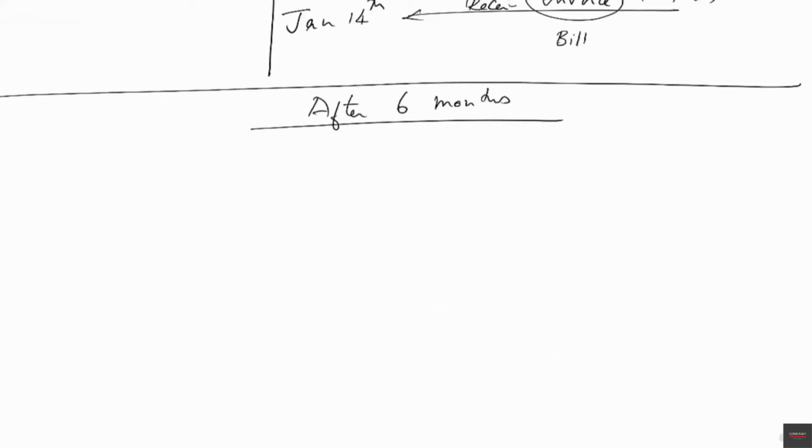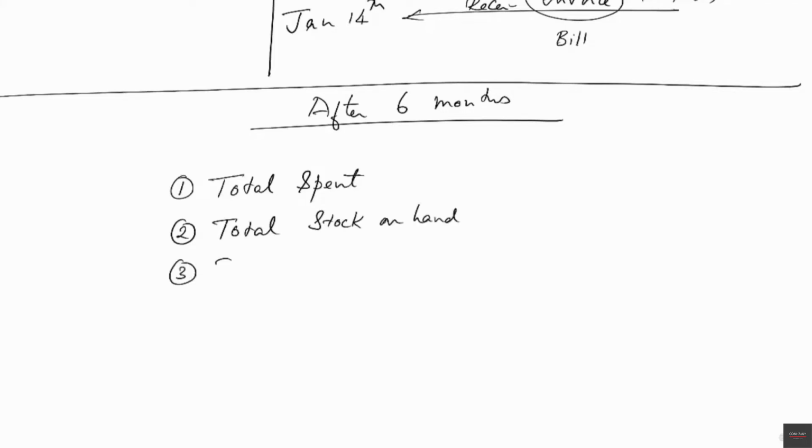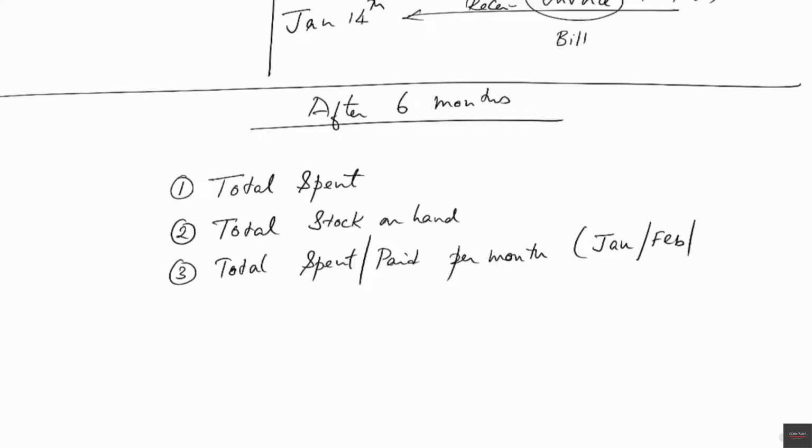Say after 6 months, I want to find out how profitable I am. So I want to understand, say, how much I have spent in total. So total spent. I also want to understand the total stock on hand. I want to understand the totals spent or paid per month, meaning how much I spent in the month of January, how much I spent in the month of February, March, so on and so forth.